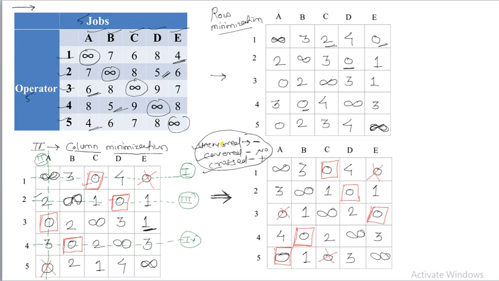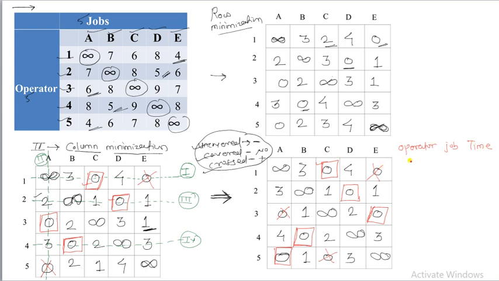So once the assignments have been made, let's check the number of assignments. There are 5 assignments: first, second, third, fourth and fifth, and the number of rows and columns is 5. So we have got the optimum solution. Now how to write the solution? We'll write first the operator, then the job or task, and then the time required for performing that job.